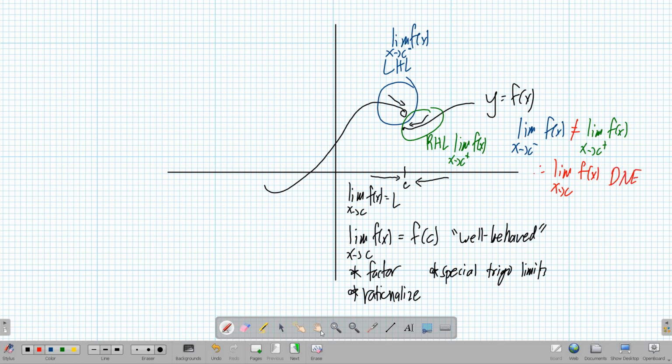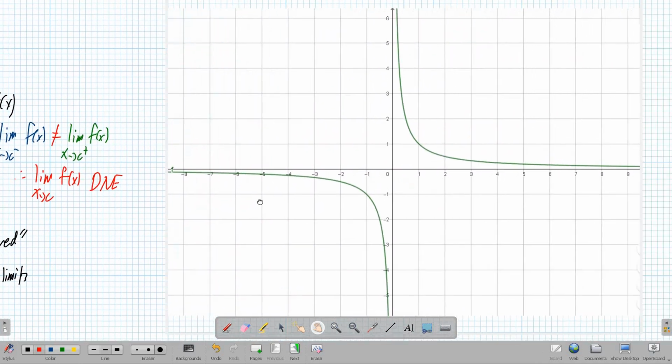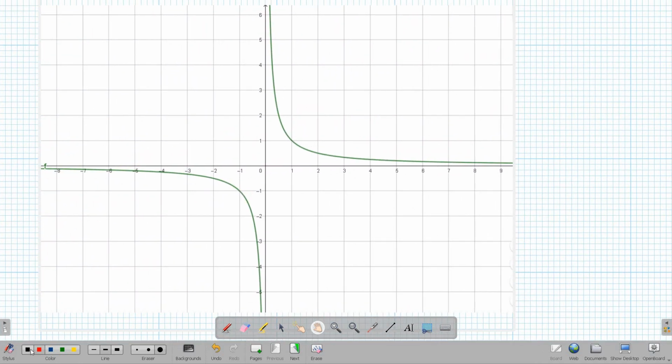Now, let's take a look at the function y is equal to 1 over x. Here we go. This is the function y is equal to 1 over x. Let's examine what happens to the function as x approaches 0. Because as you can see, it's not just one graph, rather it's divided into two curves. And as we approach 0, something is actually happening.